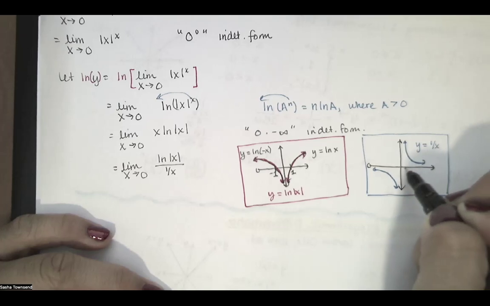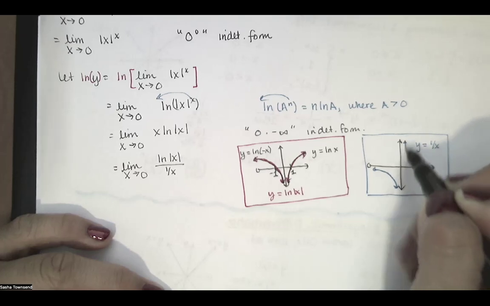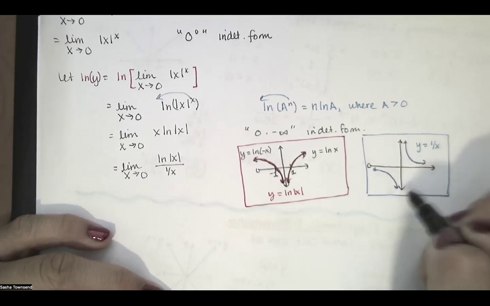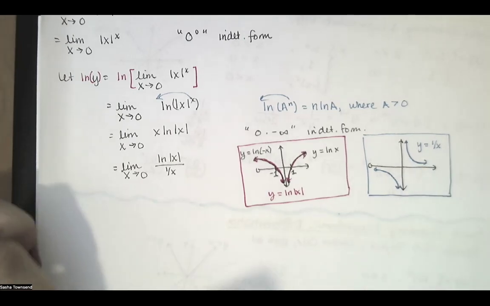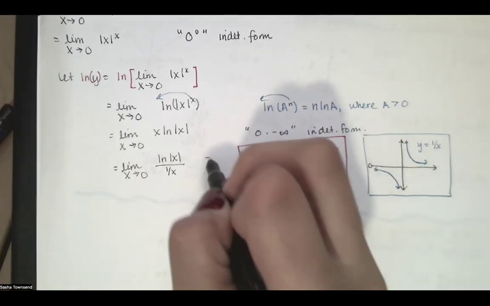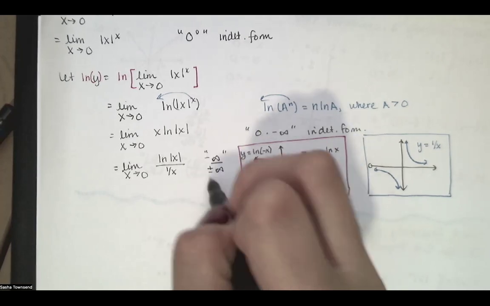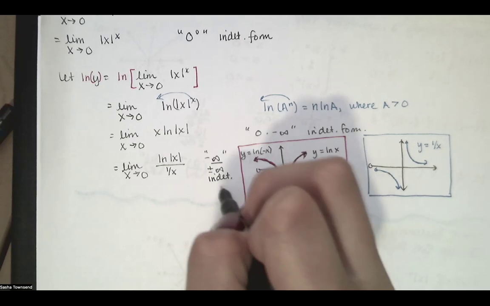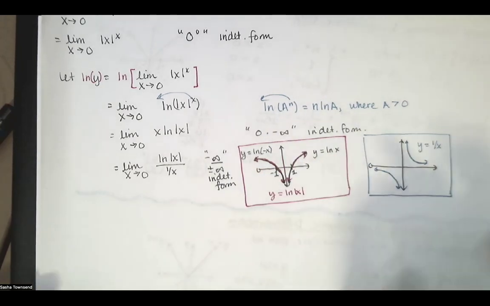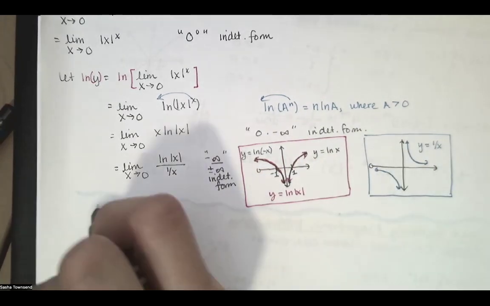As we approach 0 from the right, the y values go to infinity. As we approach 0 from the left, the y values go to negative infinity. So this is an infinity or negative infinity divided by plus or minus infinity indeterminate form. And since that's the case, we can use L'Hopital's rule.